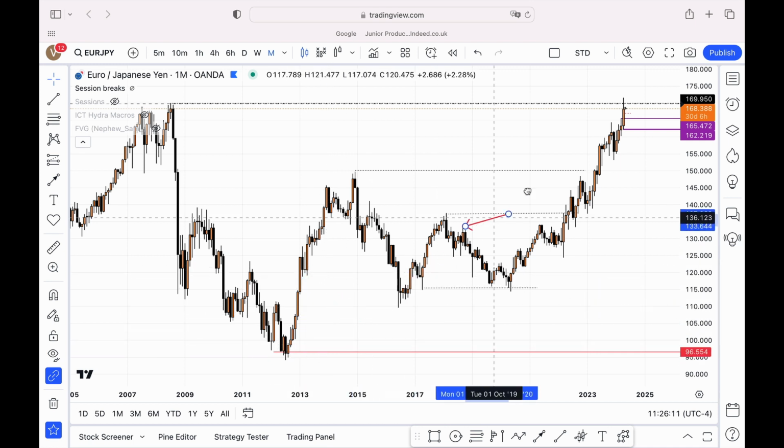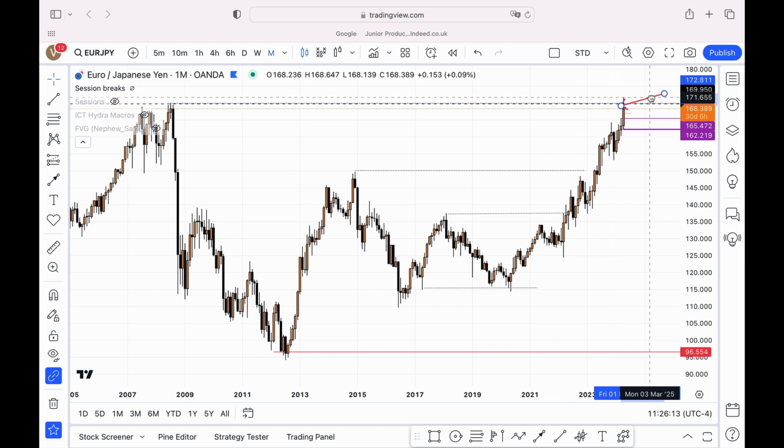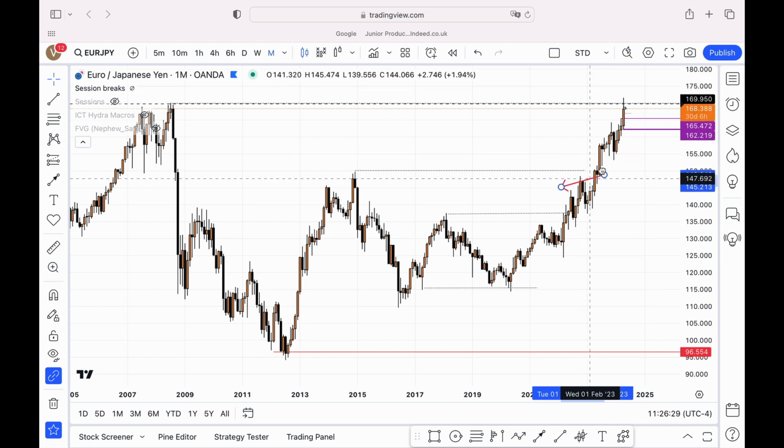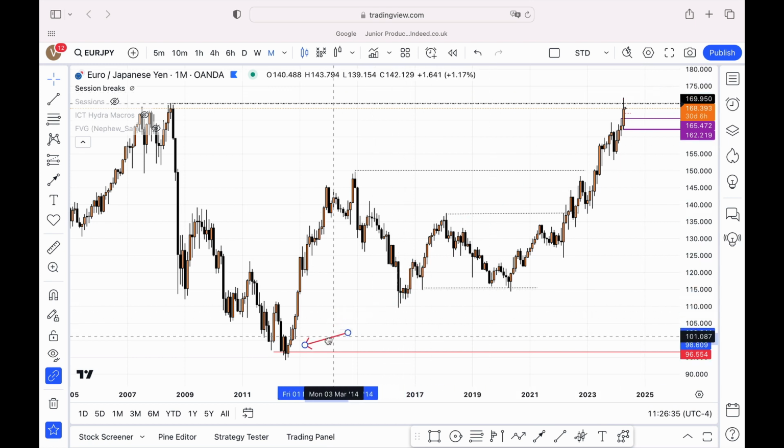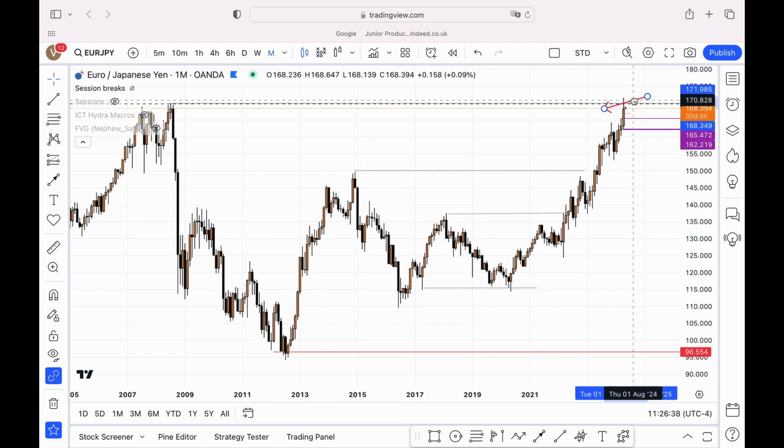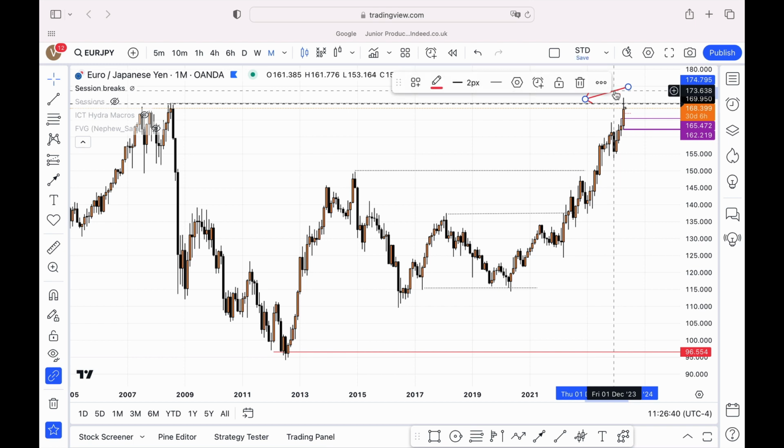Now currently price is sitting at, or has tapped, this high right here. We haven't seen a reaction yet. If price reacts by going below that level, we know there was liquidity resting above that. But what we don't know right now is if this is a termination point from this low to this high, and if price is going to start a new journey.